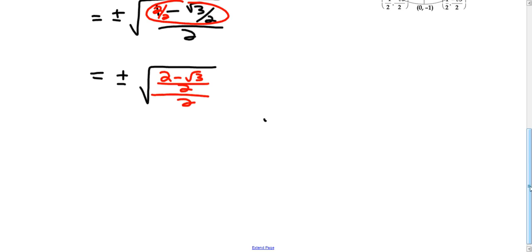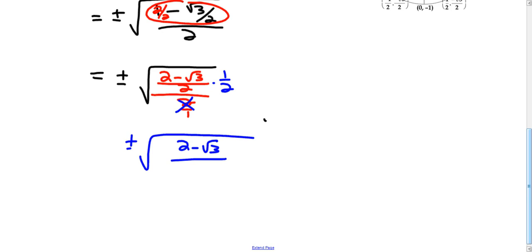Some people think that those 2's will cancel, but I need to remind you that this is really 2 over 1. And so when you flip that double fraction, instead of dividing by 2 over 1, you can multiply by 1 over 2. And then when I do that, I get 2 minus root 3 over 4, which then, of course, you can think of as the square root of 2 minus root 3 all over the square root of 4.